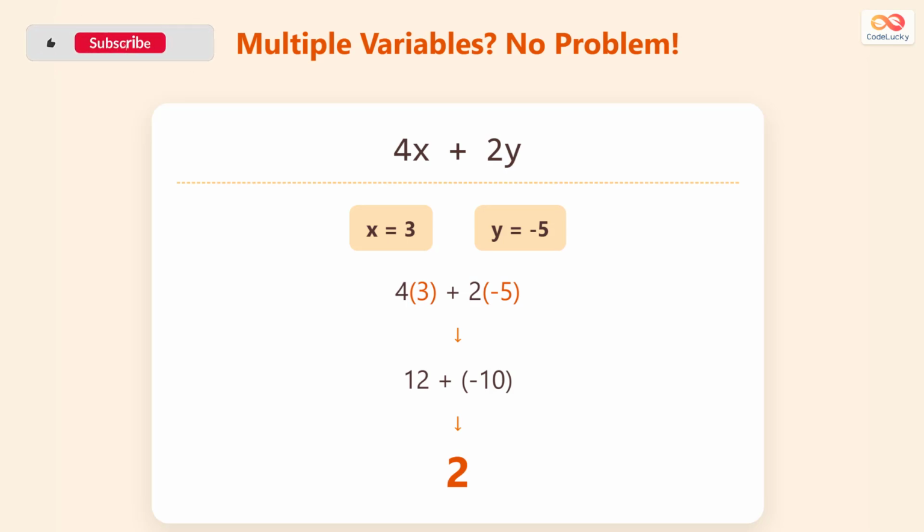You can also evaluate expressions with more than one variable. For example, 4x plus 2y, where x is 3 and y is negative 5. Simply substitute both values into their respective spots. We get 4 times 3 plus 2 times negative 5. This becomes 12 plus negative 10. Adding these together gives us a final answer of 2.